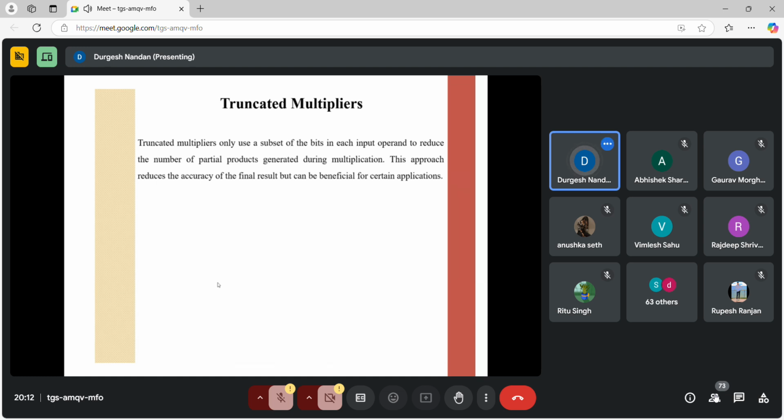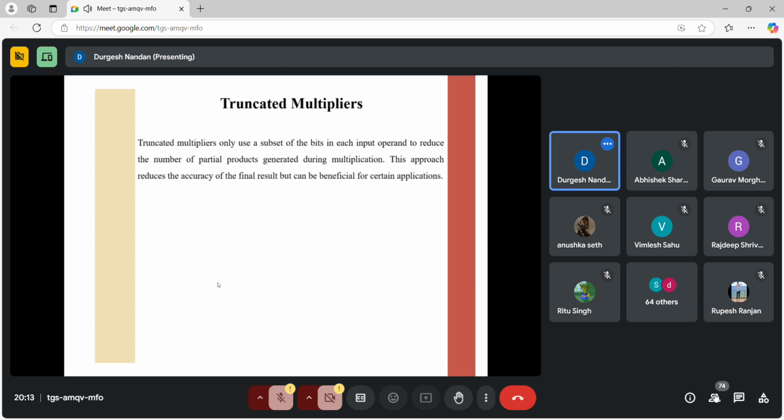Another one is post-truncation. Post-truncation means that when the output comes, we then discard the decimal parts. And there is one more, in-between truncation, which we can do during the process according to requirements. So these are the 3 sub-approaches of truncated multipliers, and it is a very effective approach.